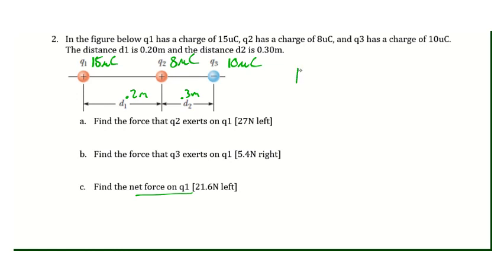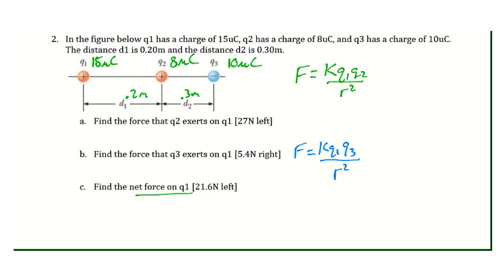So that means we need to find Q1 and Q2 over R squared. And then we're going to have to find the force of Q1 and Q3 over the distance between them squared. So this time I actually changed the generic Coulomb's law equation to help with the problem. So that's a technique that maybe some of you will find useful.